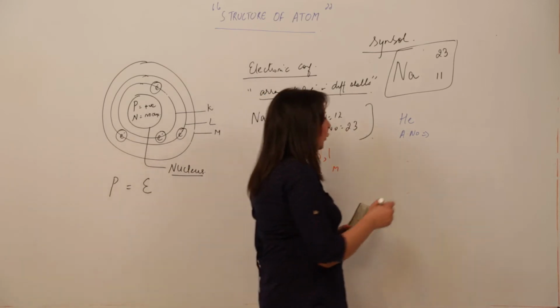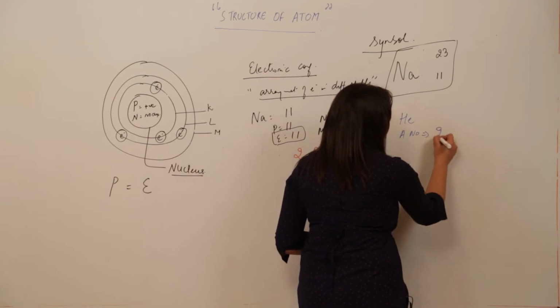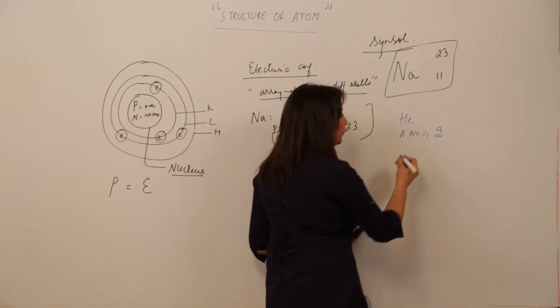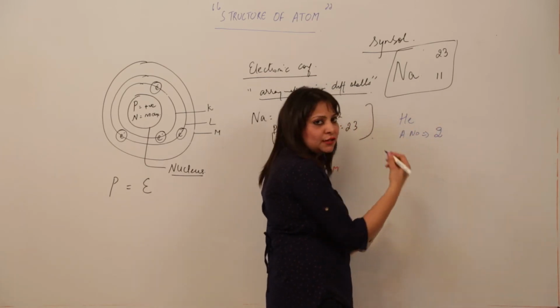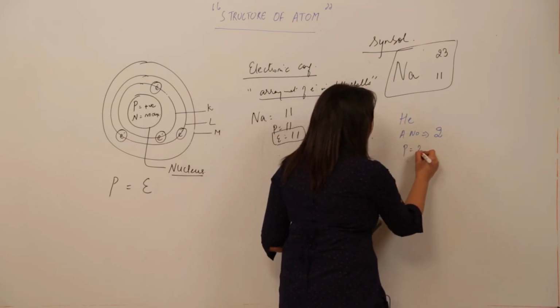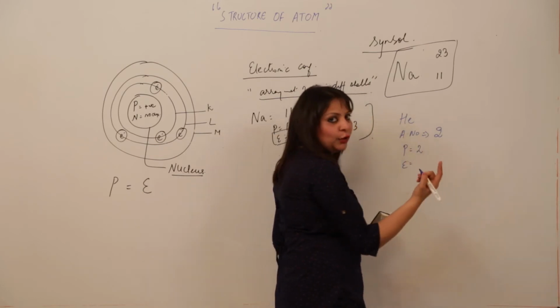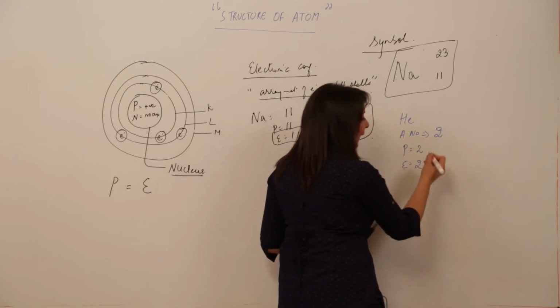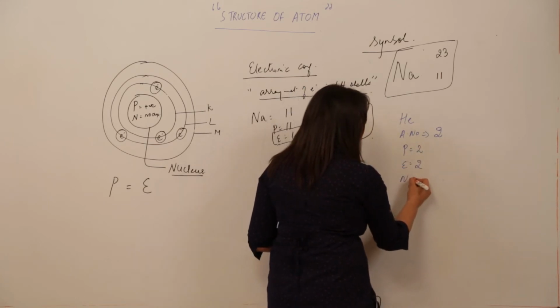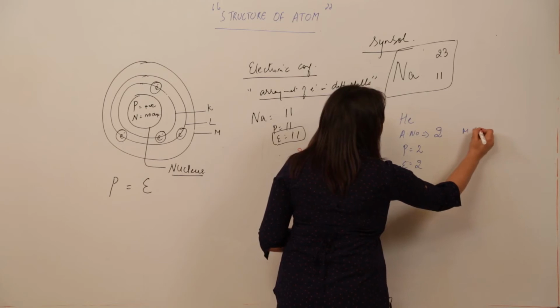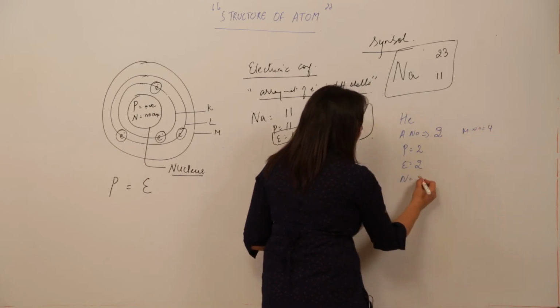Okay. So the atomic number of helium is 2. So what will be the electronic configuration? Or let us first take the number of protons. How many protons? 2. How many electrons? We know it is equal to the number of protons. Again 2. How many neutrons? Its mass number is 4. So how many neutrons? 2.